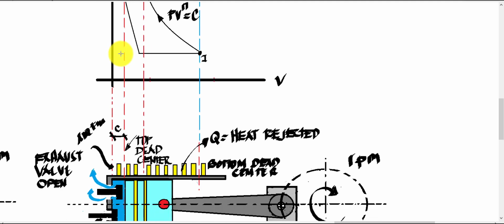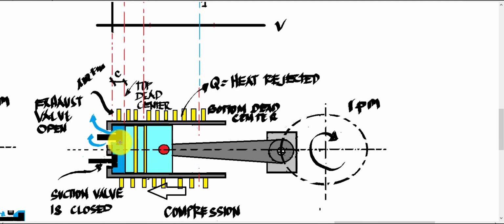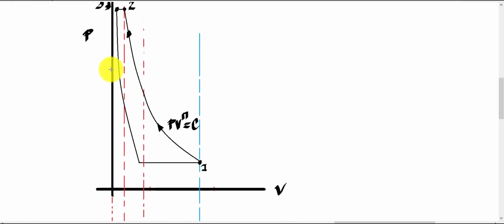Then during the suction stroke again for the next cycle, we have here the flow of air, or flow of the volume here. So this is the pattern of the PV diagram going down here. Now this is again the suction stroke. So we have here your point 4.